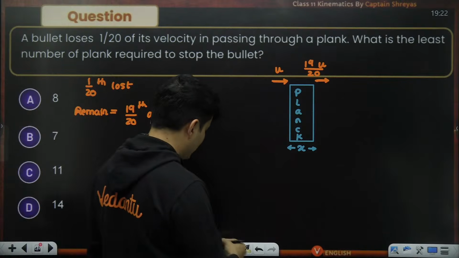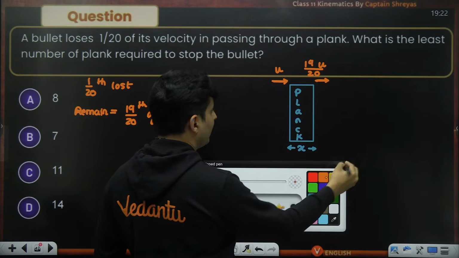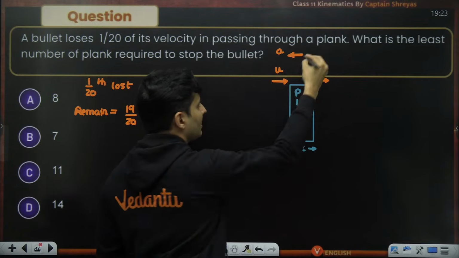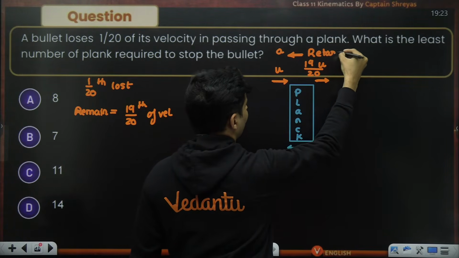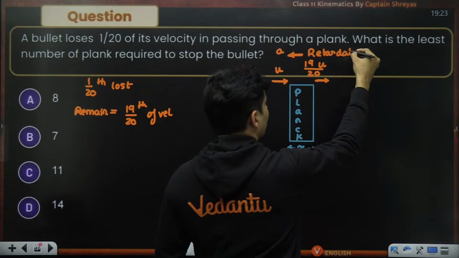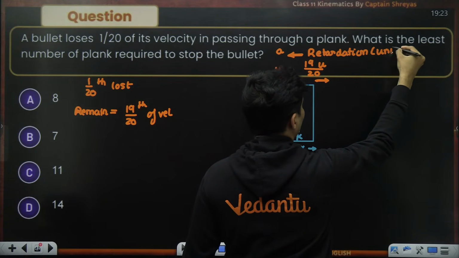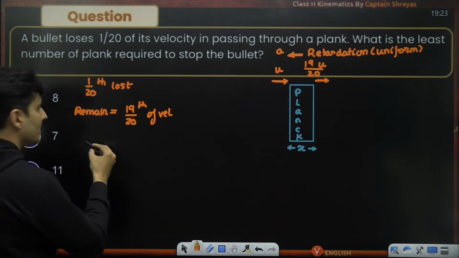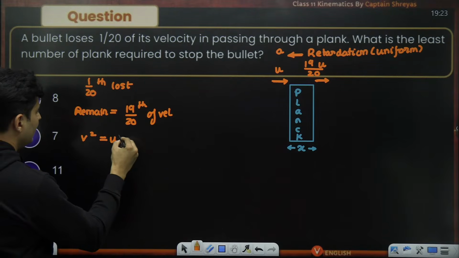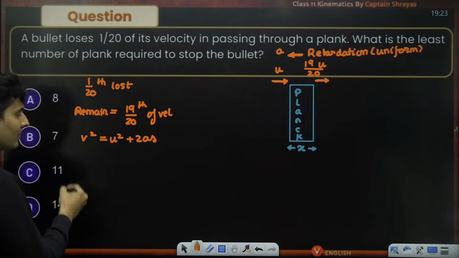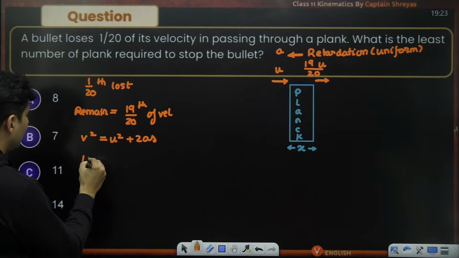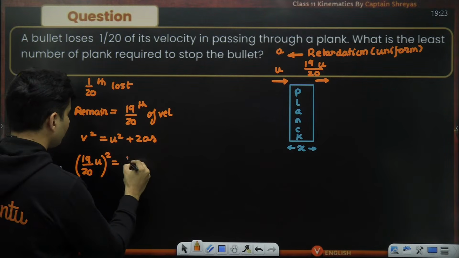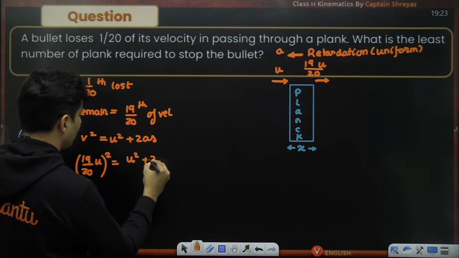Assume that in the process of entering the plank, there was some retardation. Let's say I call it A. There is some kind of retardation. This retardation is uniform. That is very, very important. So if I use final velocity squared is initial velocity squared plus 2 into A into S, what will I get? Final velocity is 19/20 times u, whole squared. Initial velocity is just u. Acceleration, I do not know.